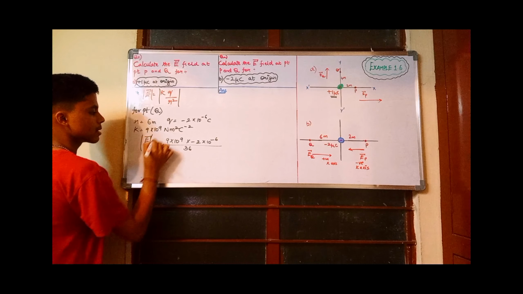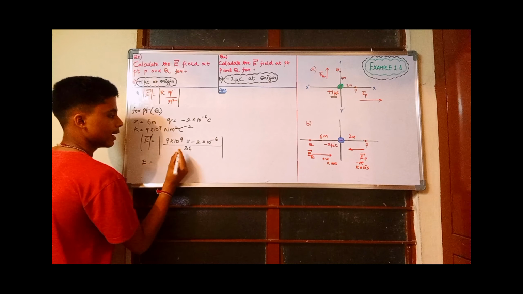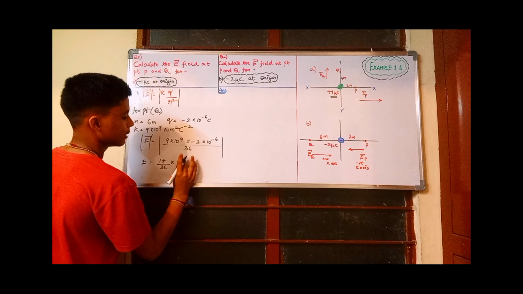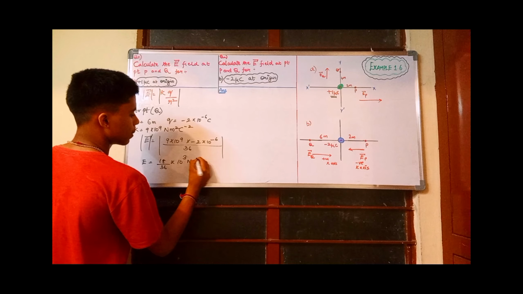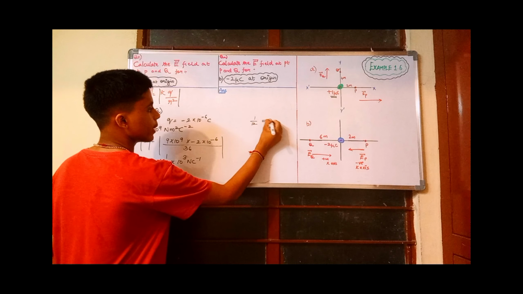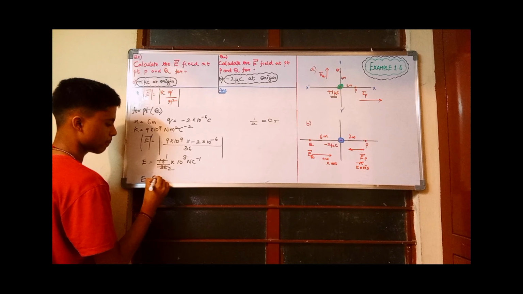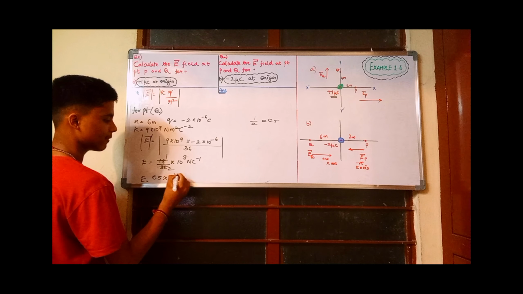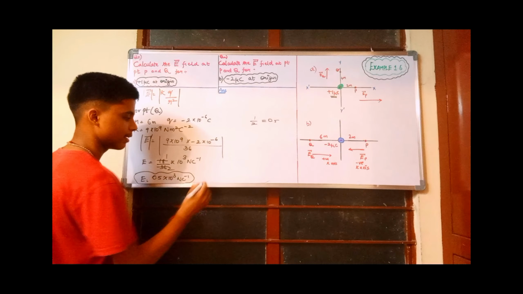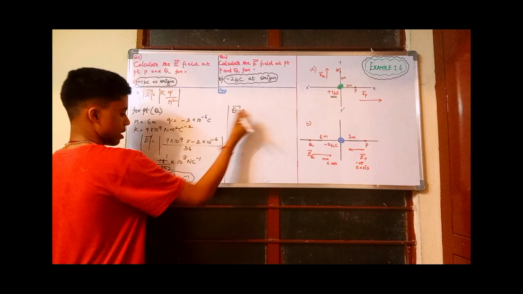Now I'm going to take modulus. Whatever answer I get in minus here will become positive. So E is equal to 18 by 36 into 10 power 3 Newton per coulomb. When I divide 18 by 36, it is 1 by 2, which is 0.5. So the magnitude form of electric field for point Q is 0.5 into 10 power 3 Newton coulomb power minus 1. If I'm going to write in vector form, then I need to write E vector is equal to 0.5.